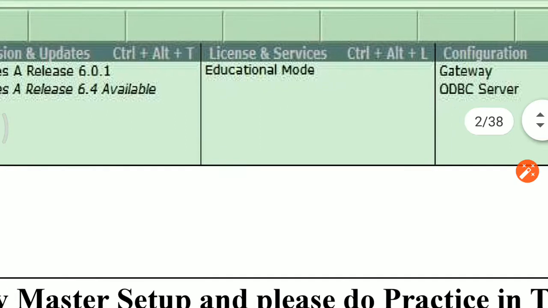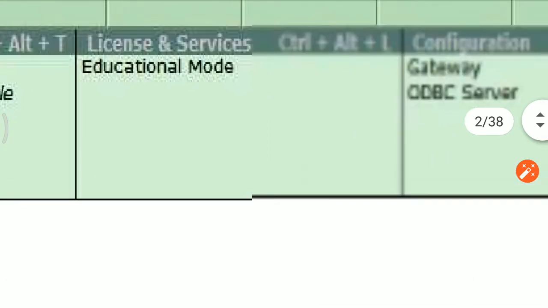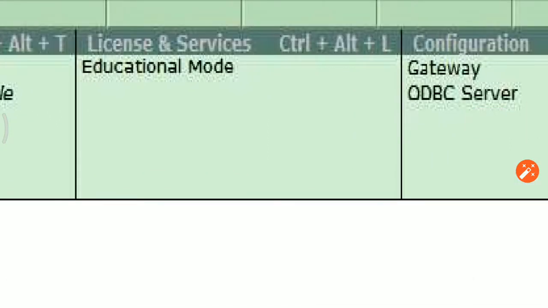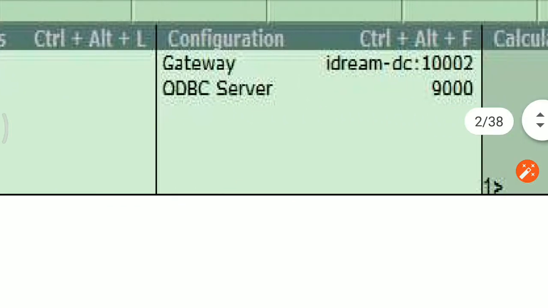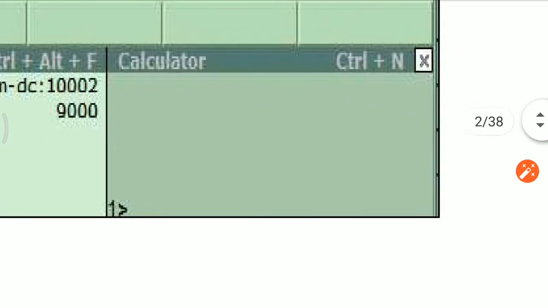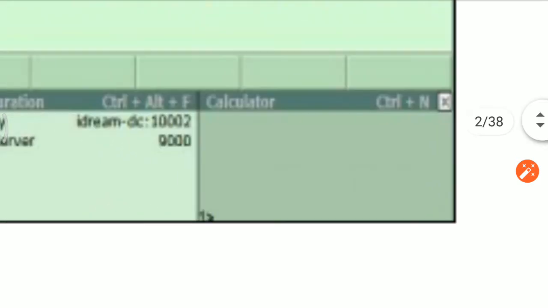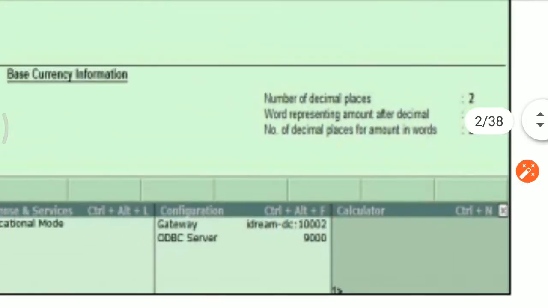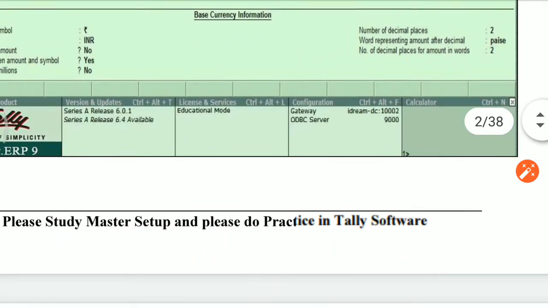Okay, next one is license detail. If you purchase a Tally software license version, at that time this detail will appear. The next one is configurations. This is gateway, ODBC server. This is a technical setup. The IT department will be aware of that. Next one is calculator. If you want to do any calculations, then Tally has given the Ctrl+N option. Okay, hope that you have understood the creation setup of Tally software.